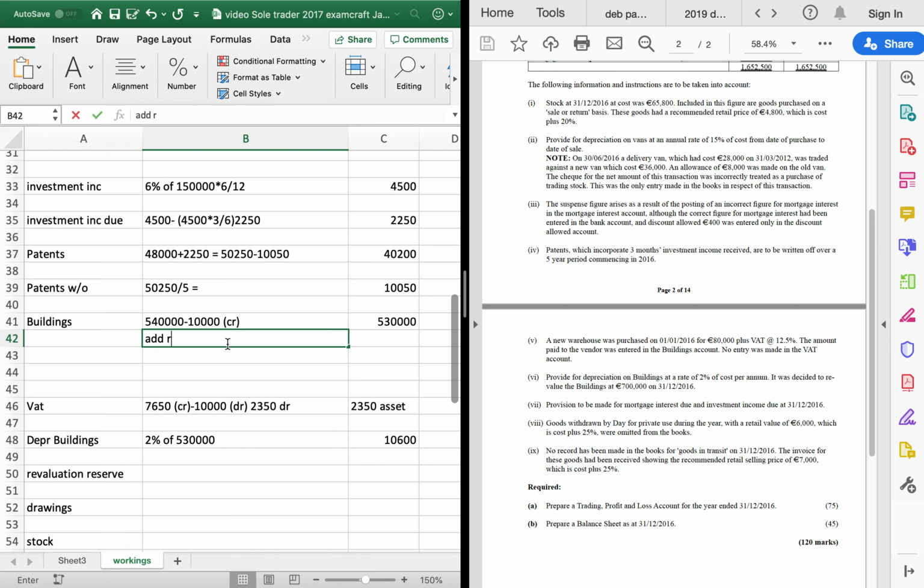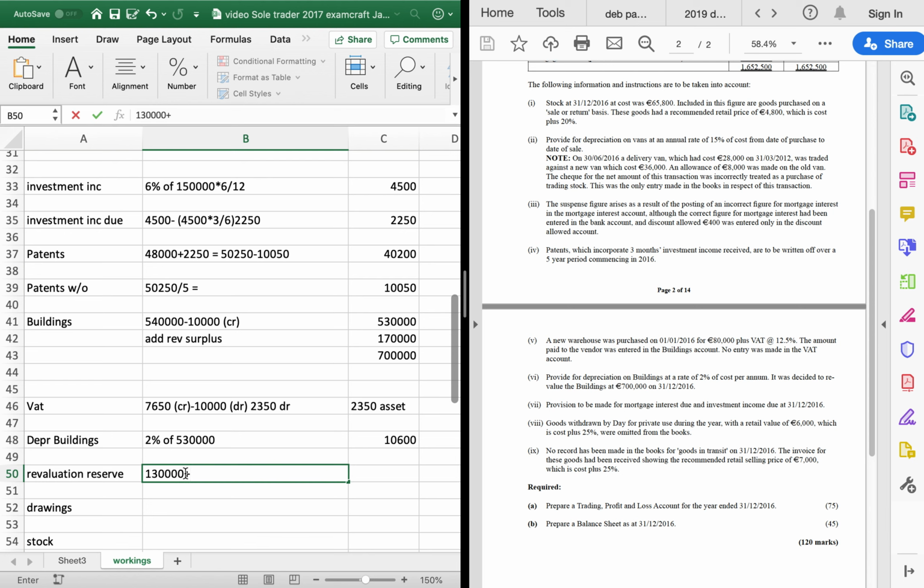So we have to add on the revaluation surplus, is what it's called. I wouldn't even bother doing this, just to show you. You go add on 170 and that brings you up to 700,000. So the revaluation reserve is 130,000.